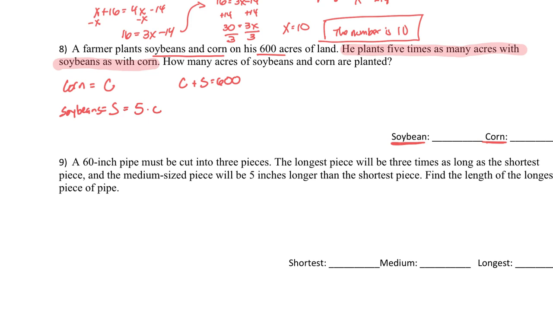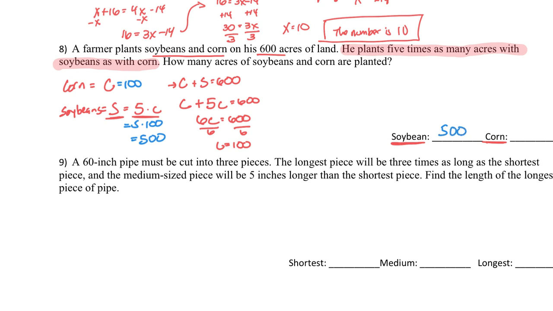Well, now that I know that, I could rewrite this equation right here as C for corn plus 5C, because 5C has the same value as S, equals 600. That gives us 6C equal to 600. Divide by 6, C equals 100. So if I come back here, I could say C equals 100. S was equal to 5 times C, which would be 5 times 100, which is 500. So I get 500 soybean, 100 corn.